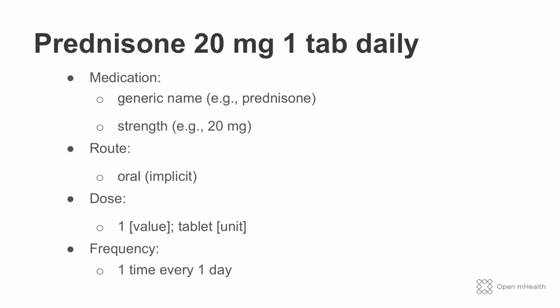And first of all, there is some implicit information here. That's an oral drug. And then you will see the way we describe the frequency is 1 time every 1 day, which is not exactly how it's written, but remember that you can say daily in many ways. Another doctor is going to write QD, which means quaque die.